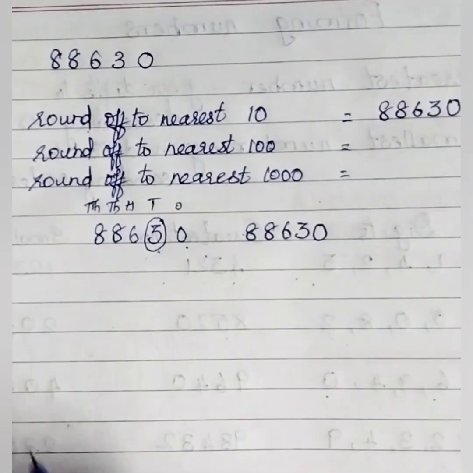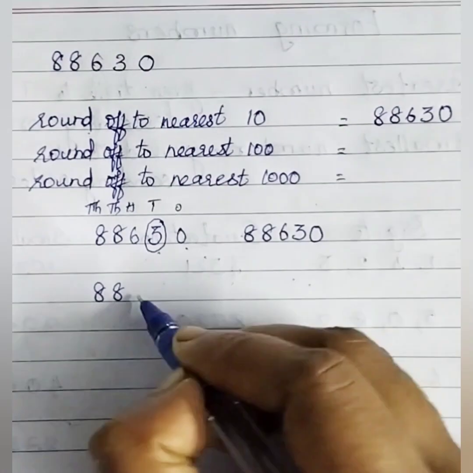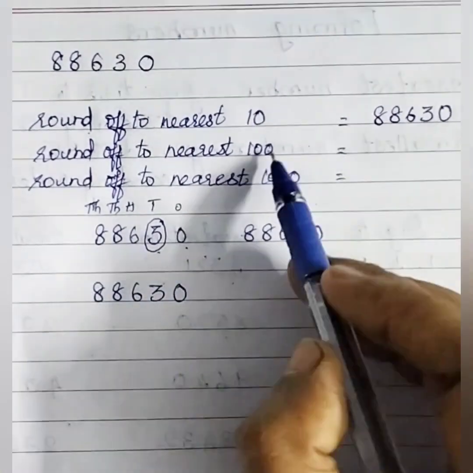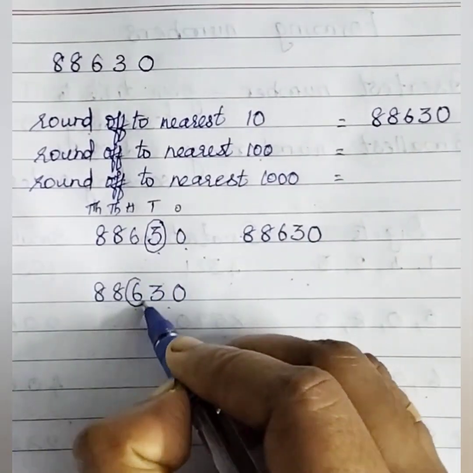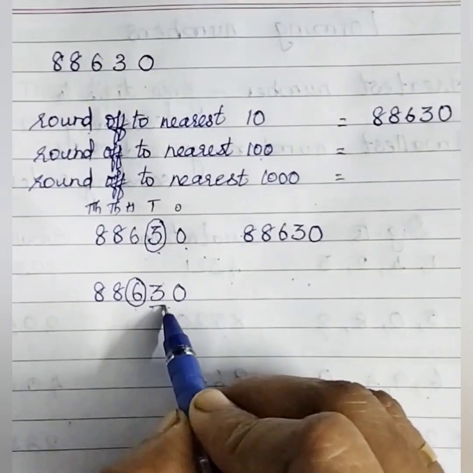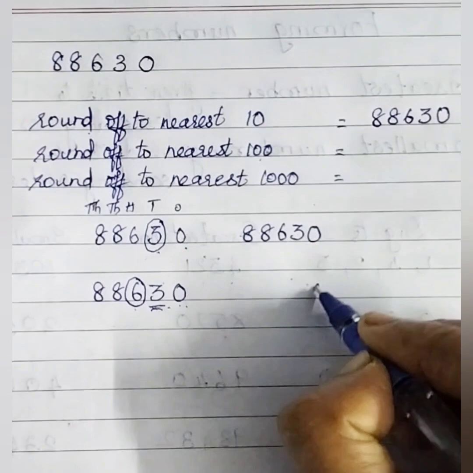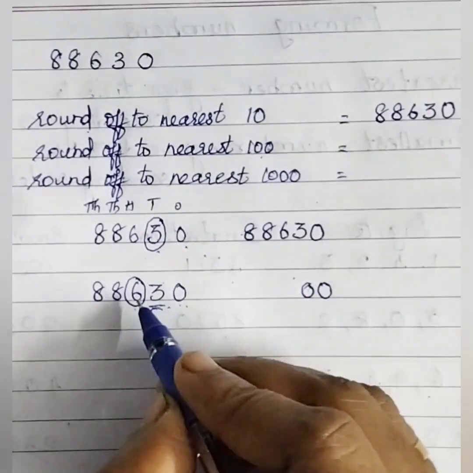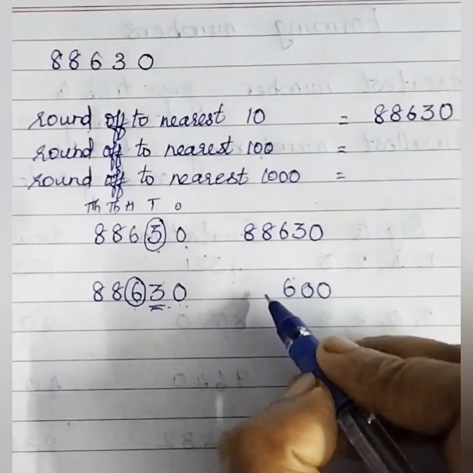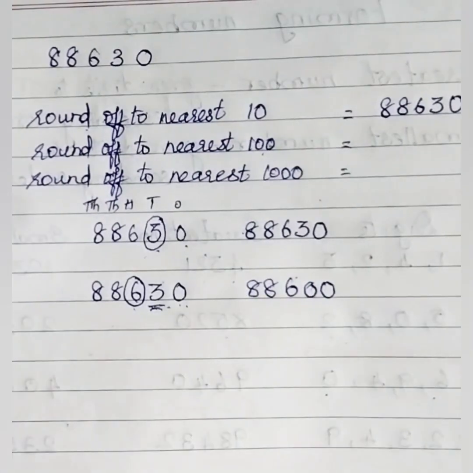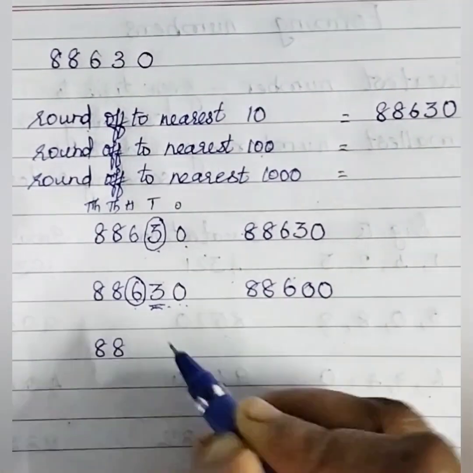Now coming to the next question, 88,636 is at the hundreds place. So check to the right, it is 3. So it is a weak number. 3 and 0 become 0, 0. 6 remains same, 88,600.